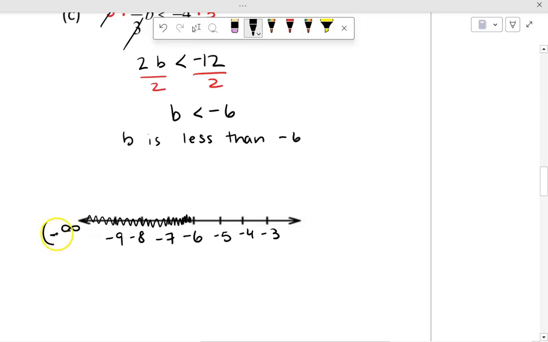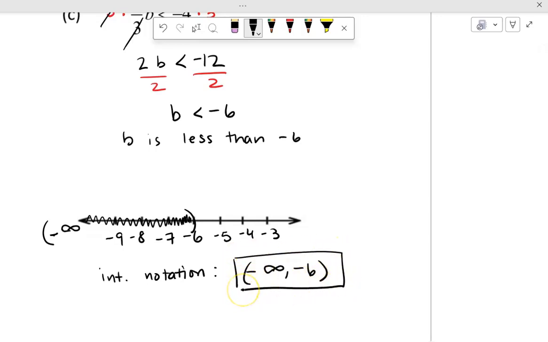We can never equal negative infinity, so I'm going to put a parenthesis. And we can't equal -6 either because there's no equal bar there. So I'm going to also put a parenthesis. My interval notation is going to be lowest, comma, highest, using parentheses or brackets. And in this case, it's parentheses on both.